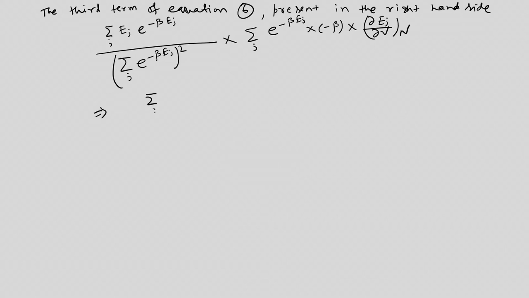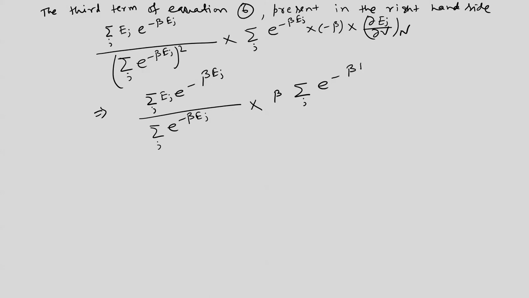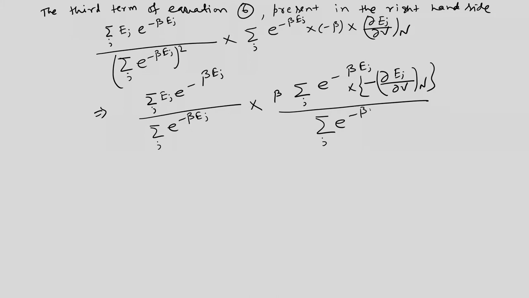So we can write sum over j E j e to the minus beta E j by sum over j e to the minus beta E j, times beta, which we can take out, and then minus of minus of del E j by del V at constant n by sum over j e to the minus beta E j.